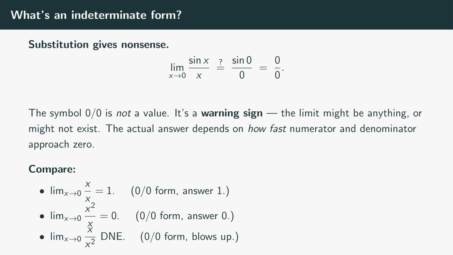Why is it a warning sign rather than a value? Because 3 different ratios that all give the form 0 over 0 can give 3 completely different answers. The limit of x over x as x goes to 0 is 1. Top and bottom shrink at the same rate. The limit of x squared over x as x goes to 0 is 0. The top shrinks faster. The limit of x over x squared as x goes to 0 blows up. The bottom shrinks faster. Same form, 3 answers. That's what indeterminate means. The form doesn't determine the answer. You have to look at the rates.